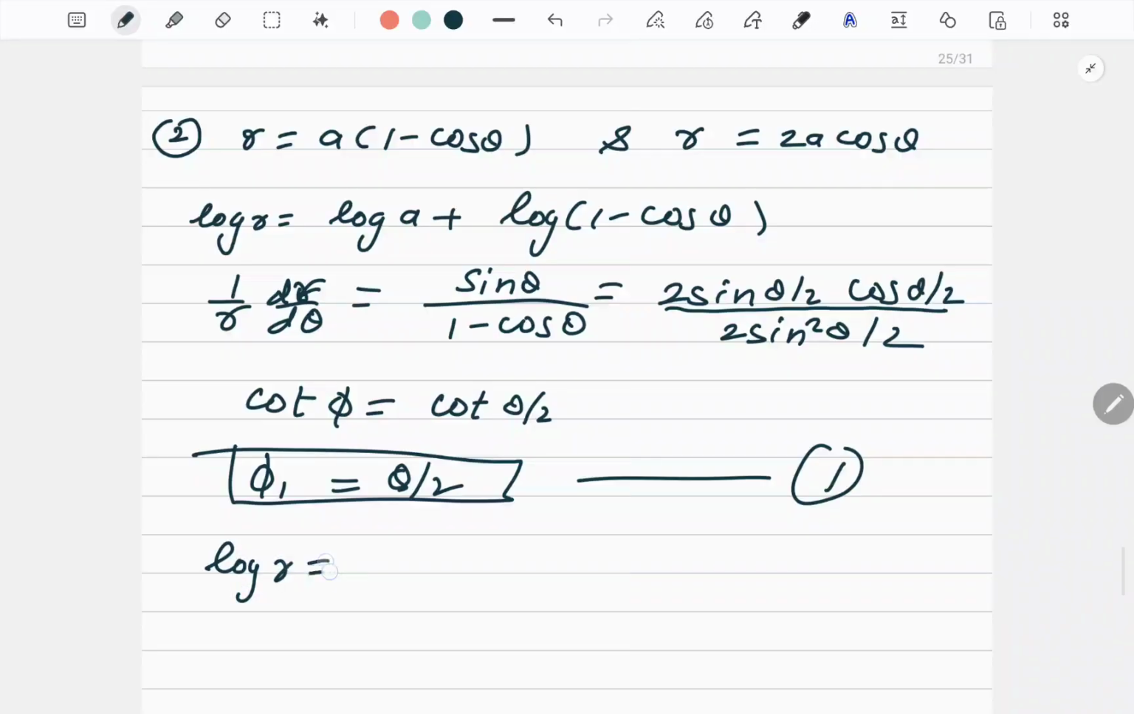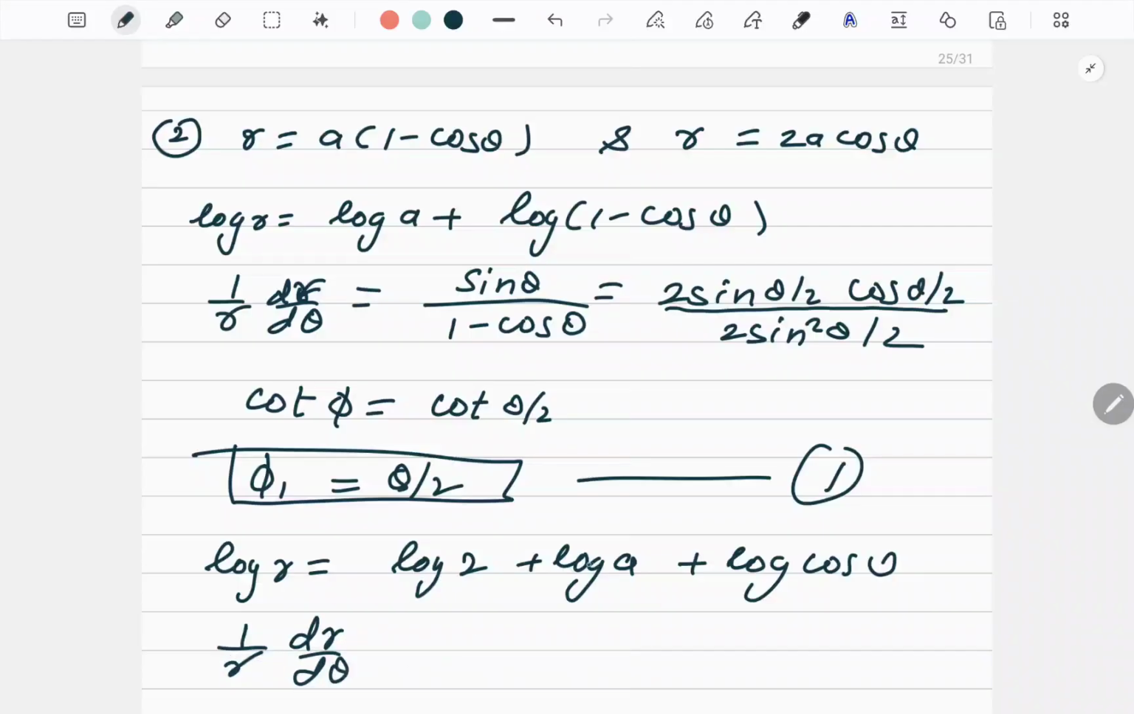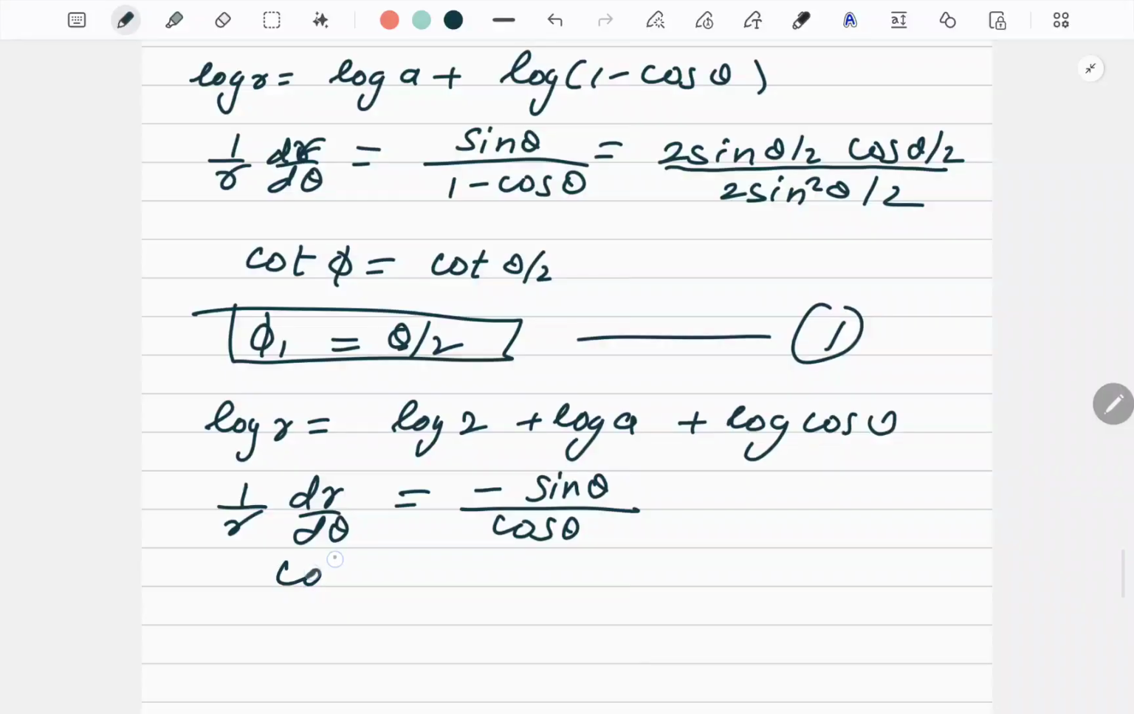So log r is equal to log 2 plus log a. You can write log 2a also, no issues, plus log of cos theta. Right? So 1 by r dr by d theta. Anyways, both are constants, so the derivative has to become 0 only. So it won't affect you. Minus sin theta by cos theta. Correct? So this will become cot phi is equal to minus tan theta.